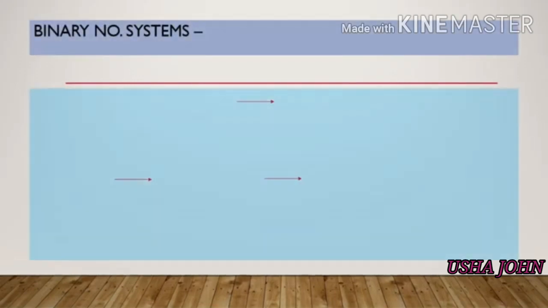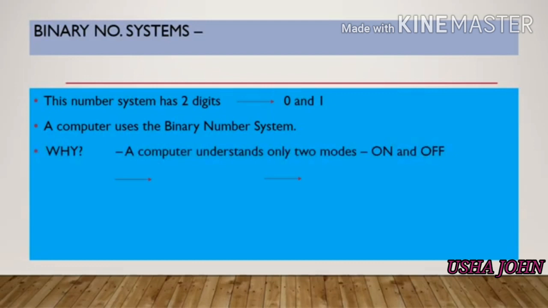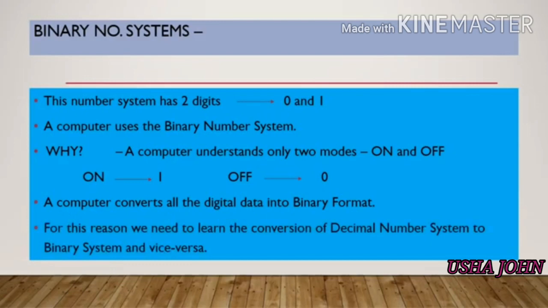Now, binary number system. The binary number system has two digits, that is 0 and 1. A computer uses the binary system. Why? A computer understands only two states, that is on and off. On is 1, off is 0. A computer converts all the digital data into binary format. For this reason, we need to learn the conversion of decimal number system to binary number system and vice versa.